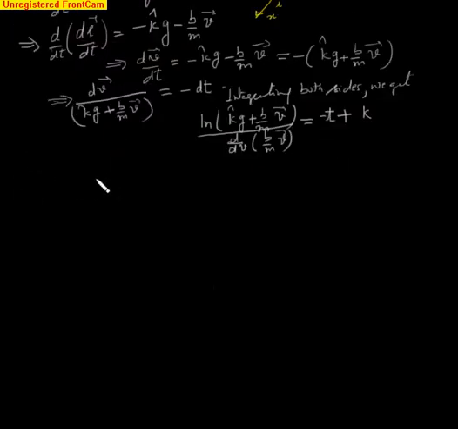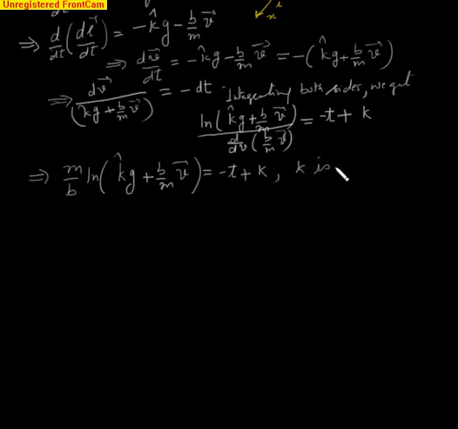This equation is further solved. The differentiation of this will be b over m only, so we will divide by it, and taking b over m to the numerator gives m over b. Then log of this bracket, k unit vector along the z axis times g plus b over m v, is equal to minus t plus k, where k is the constant of integration.